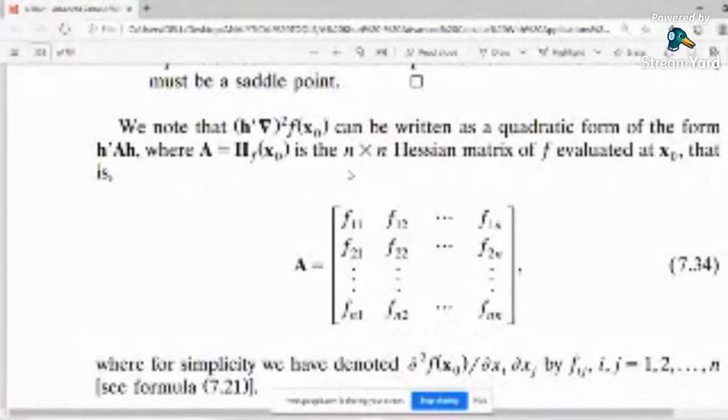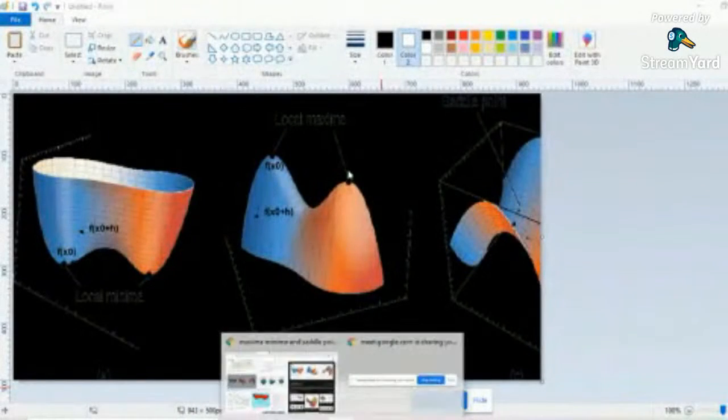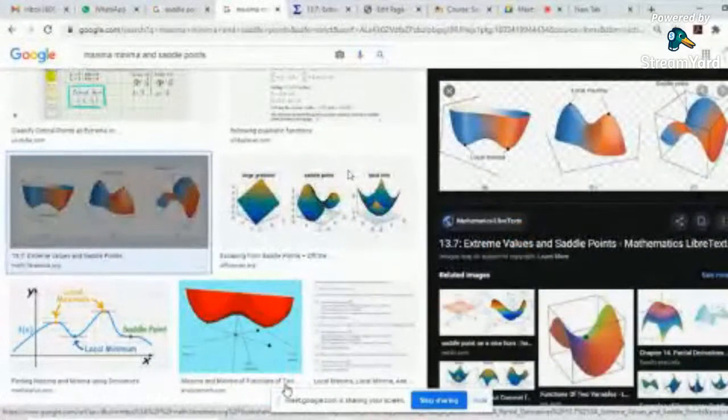Up to now we have discussed the conditions for verifying maximum, minimum or saddle points. So what are the conditions? Second derivative positive, second derivative negative, second derivative equal to 0.